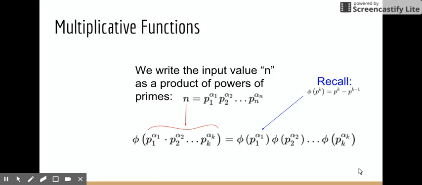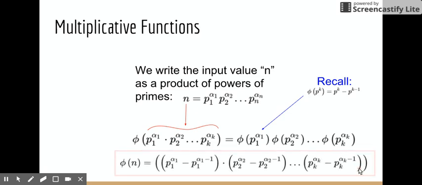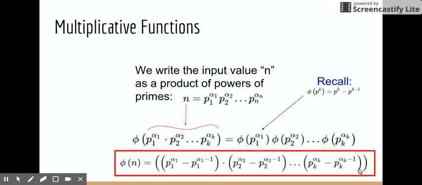By applying this formula to each prime power, we have the following statement. This is a direct result of its multiplicative property. We can evaluate phi of n by using this formula on the prime factors of n. All multiplicative functions can be evaluated using this prime factorization of the input.